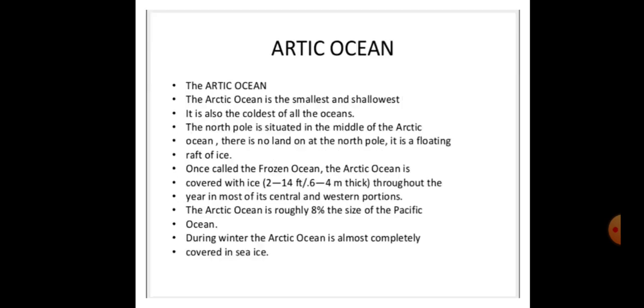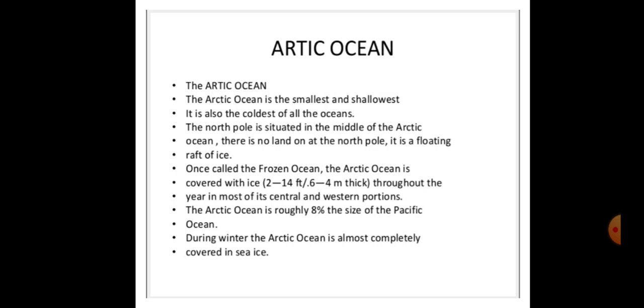Next coming is the Arctic Ocean. Now, the Arctic Ocean lies around the North Pole and extends in the south up to the Arctic Circle. Therefore, most parts of this ocean remain covered with a thick ice sheet the complete year.